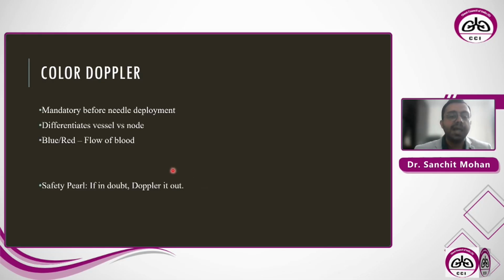Why? Because it helps us differentiate between the lymph node and the vessel. Also, it helps us to know the vascularity of the lymph node. Suppose you are puncturing the lymph node and you hit the vessel, the efficacy of the procedure goes down. So you have to make sure you see the lymph node and see the vascularity in the lymph node, and you try to puncture where the vascularity is less, so as to increase the yield of the procedure. So a safety pearl: if there is a doubt, Doppler it out.